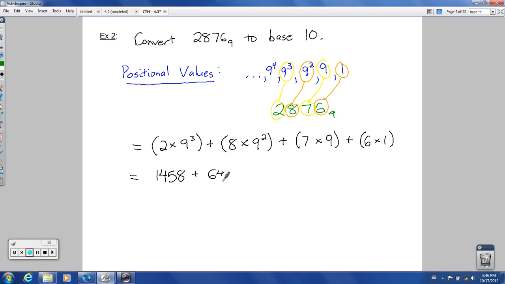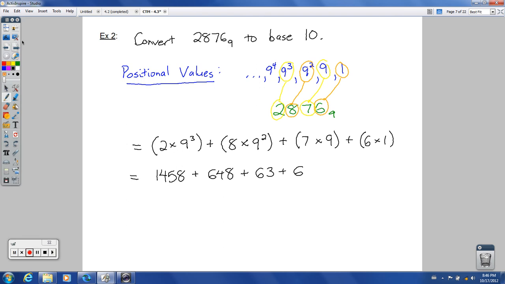7 times 9 is 63. And then 6 times 1 is 6. So notice I just left out that middle step there. That's okay to do. I don't have to do this step. I could go right from here to here in this one, and that is what I did.